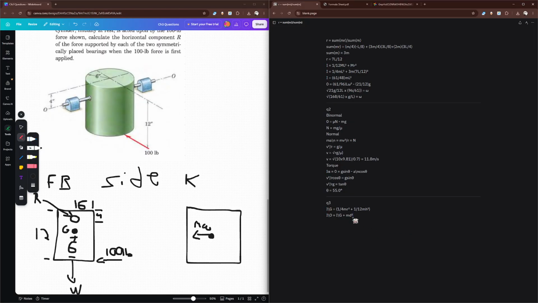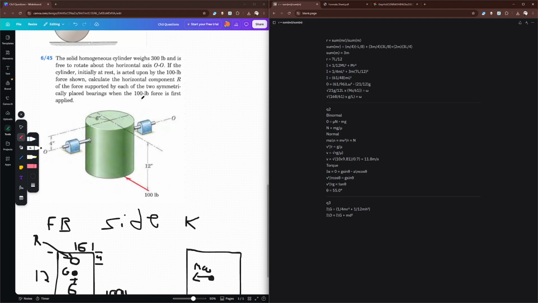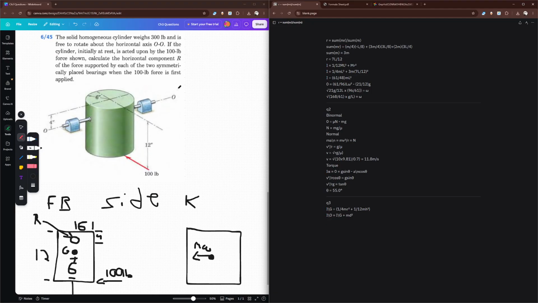That is our distance between them. So now we can just plug in our numbers. So we have a quarter. Weight is 300 pounds. So it would be I_O, and this is going to be extremely messy. So I'm going to try my best to keep this clean.